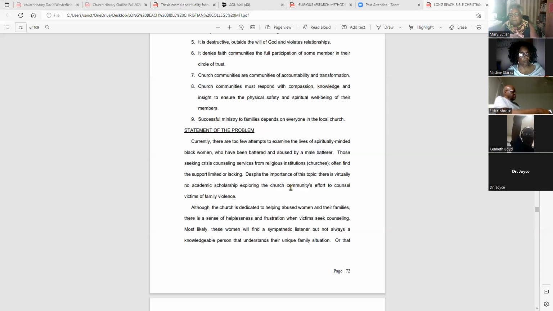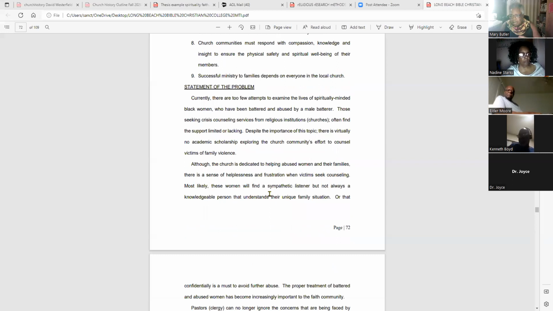The batterer is in the pulpit, or the batterer is in the pew. And they come to church looking good. But when you go home, the woman is emotionally battered. She's physically abused. And I said, there's a problem here. These women have no one to go to. This was my argument. They have no one to go to other than the church mother.